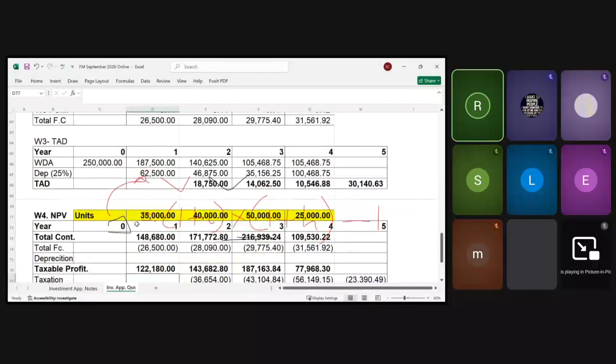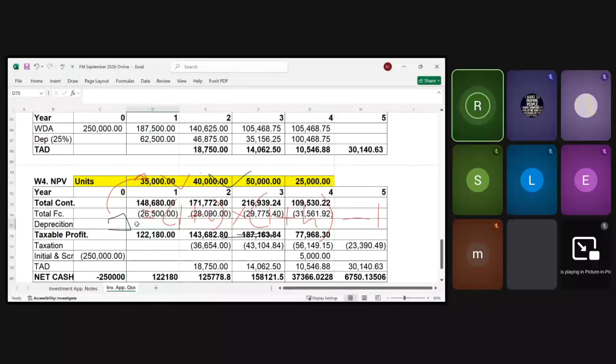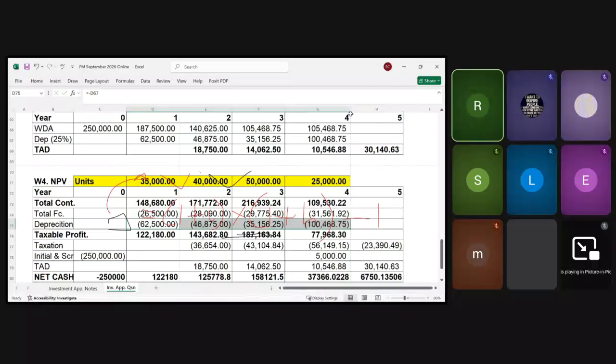So I'm going to have a negative, equals minus my depreciation figures, year 1 up to year 4. I put my depreciation as I have calculated on my TAD table there.